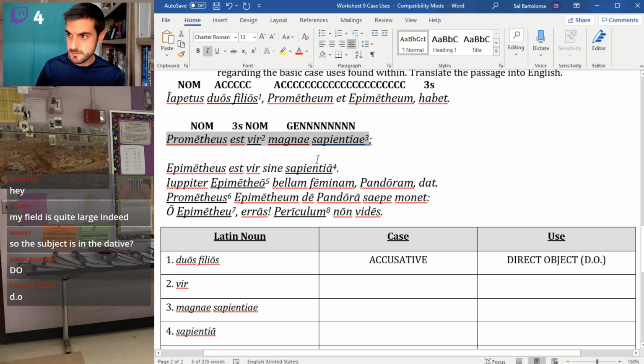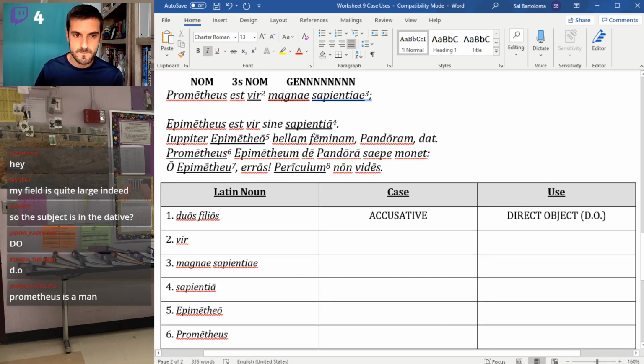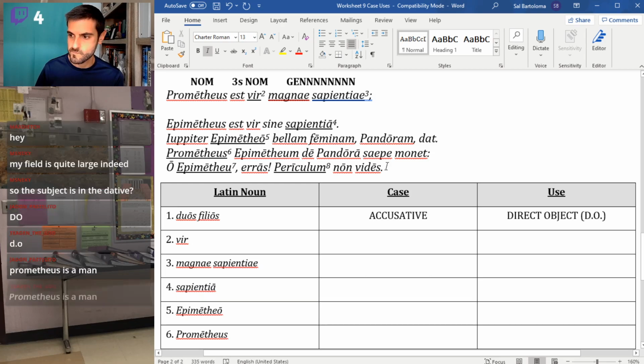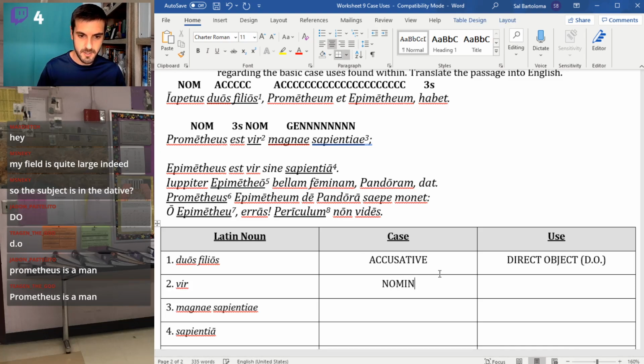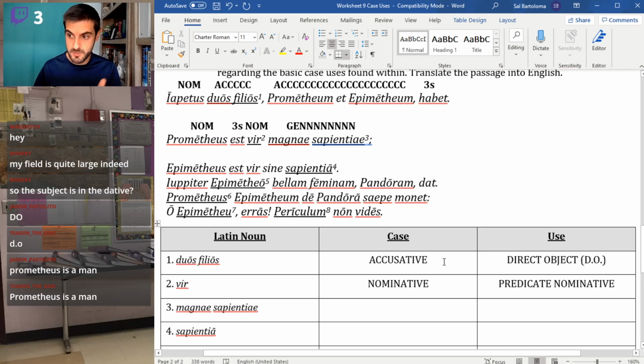Prometheus is... what is he? He is a vir magnae sapientiae. He is a man, and what are we going to do with this genitive here? So Prometheus is a man, so that's a nominative, right? And that's what we would call a predicate nominative, right? Because it's describing Prometheus. Prometheus is a man. What is this magnae sapientiae?